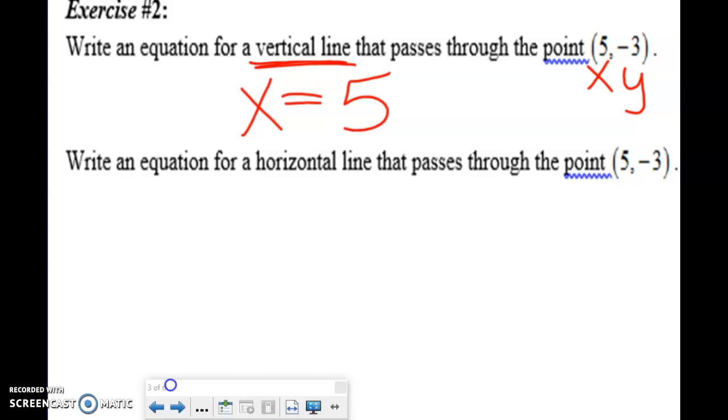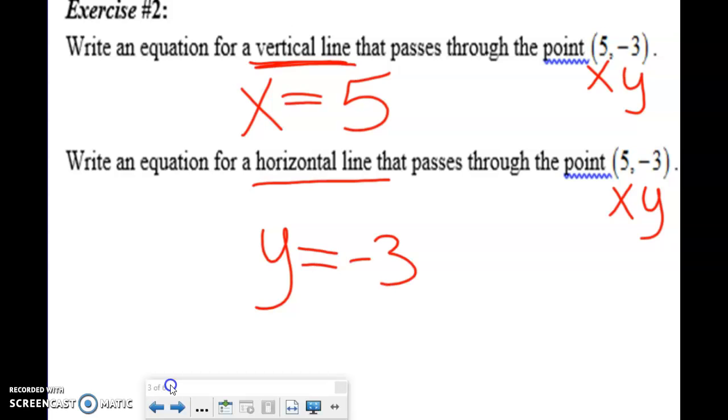The next one, write an equation of a horizontal line that passes through the point (x, y). Horizontal line that passes through the same point, (5, -3). This time it starts with y equals, remember the upside down h, and we steal the y value of -3. Okay? So any questions, let me know, but it seems like things are going pretty well.